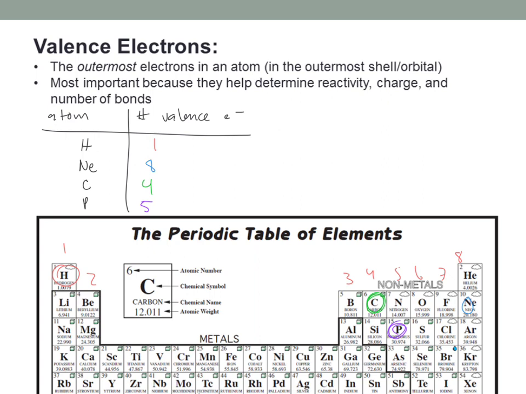So we're going to use this information and combine it in the next video to talk about the Lewis dot structures of atoms real quick, because that'll be our building block to start making larger compounds, more interesting molecules.